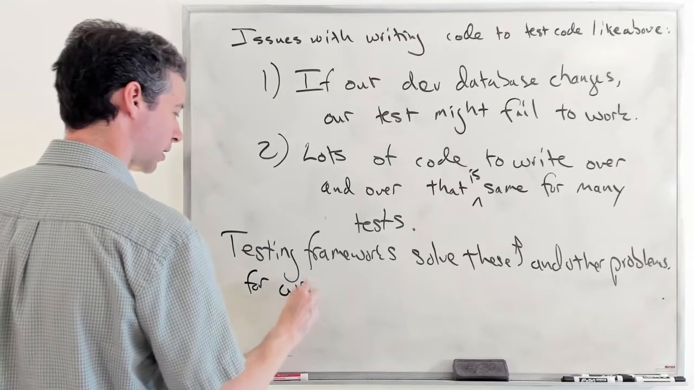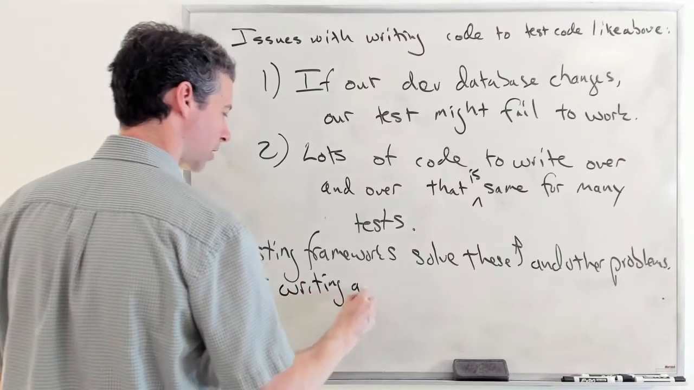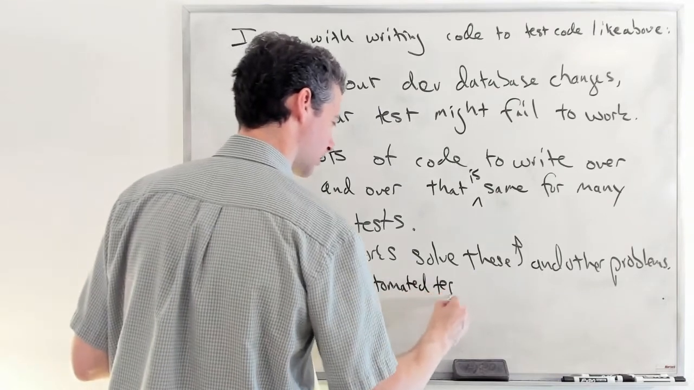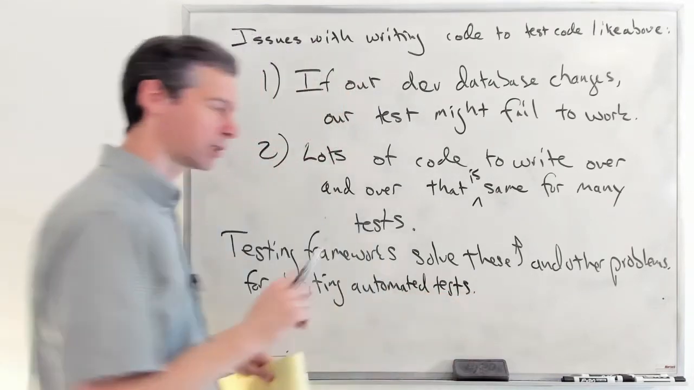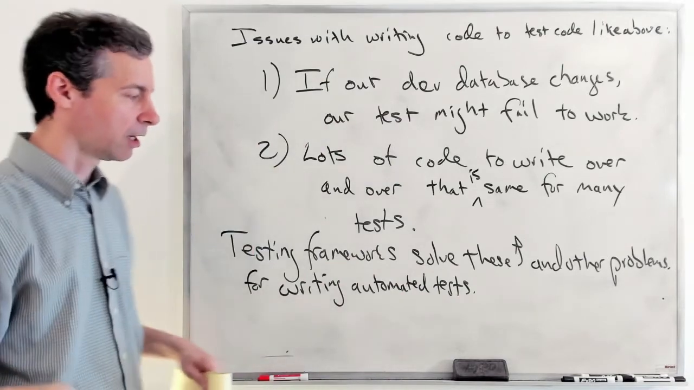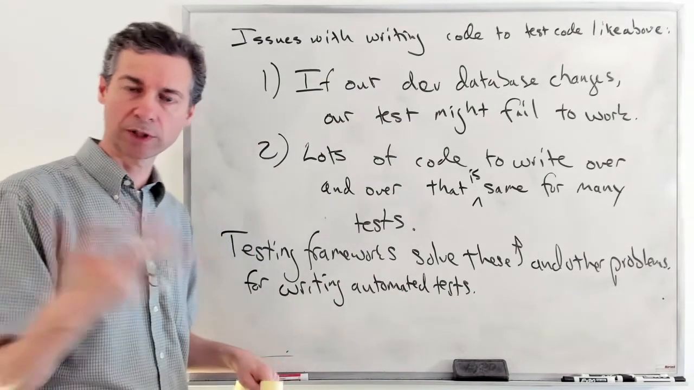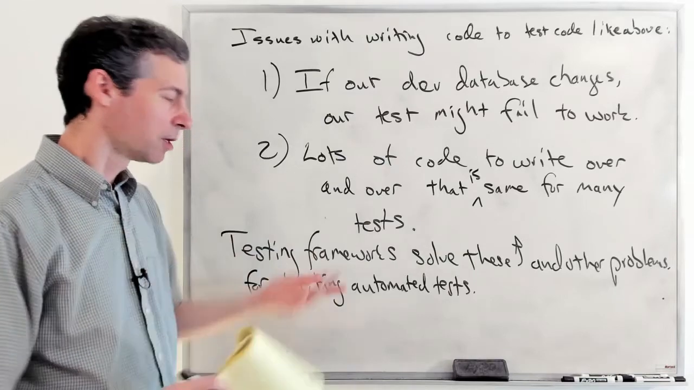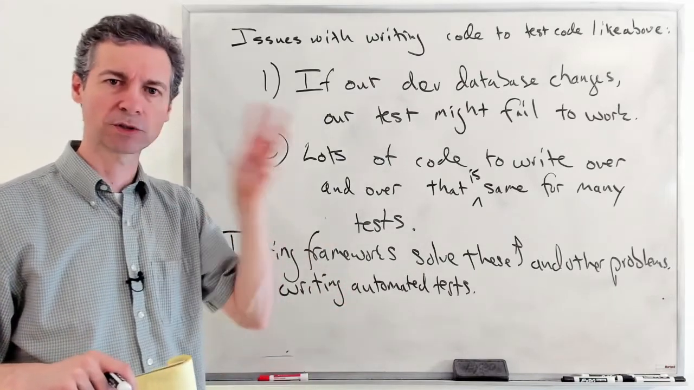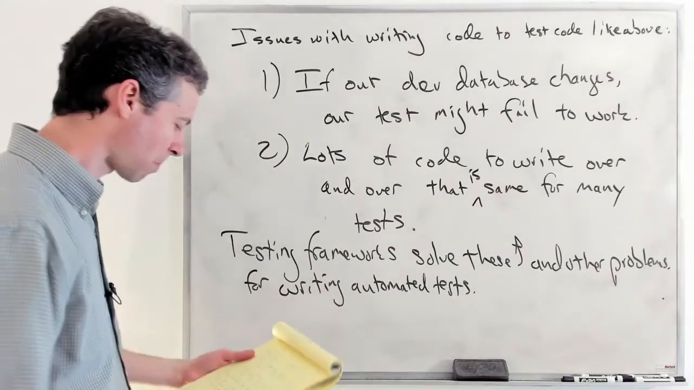For writing automated tests. So this is when we write code to test code, that's automated testing, because we just get to run it over and over again. Whenever we make changes to our other code, we can run the tests and verify that things work. Manual testing is when we're checking things by hand, either in the console or in the user interface or something like that.